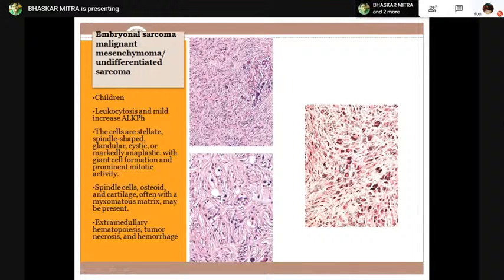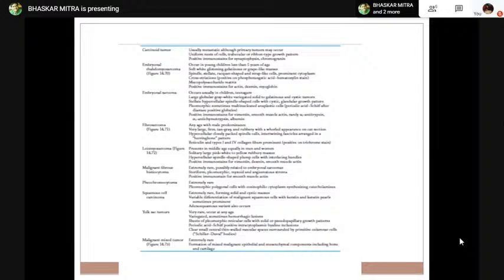The spindle cells, as its mesenchymal origin, may show osteogenic or cartilaginous differentiation. This also shows some amount of extramedullary hematopoiesis. So it is another group, embryonal sarcoma or malignant mesenchymal tumors. And there may be other tumors. This chart is a bit small appearing, but if you see the documents, then you can appreciate. I am just highlighting these things. I clearly mentioned the embryonal sarcomas, fibrosarcomas, leiomyosarcomas.